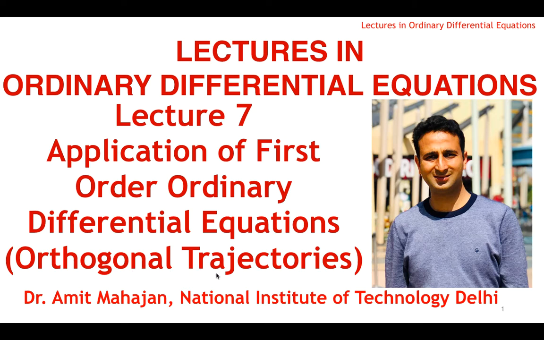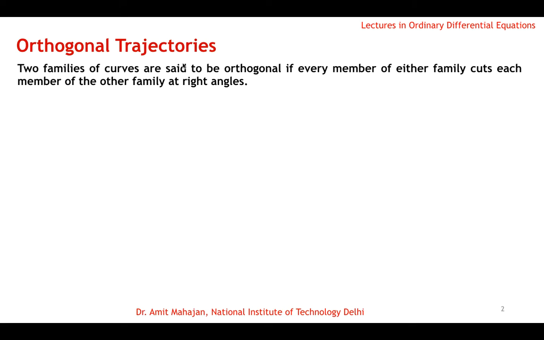Basically, if you are given one family of curves and there is another family of curves, and those curves cut each other at 90 degrees, we call them orthogonal trajectories. Two families of curves are said to be orthogonal if every member of either family cuts each member of the other family at right angles. So if every member of one family cuts the other family exactly at a right angle at every point, then we say that the two families are orthogonal to each other.